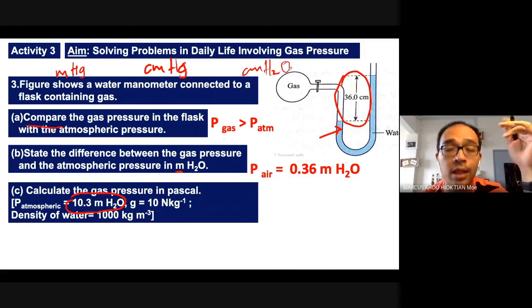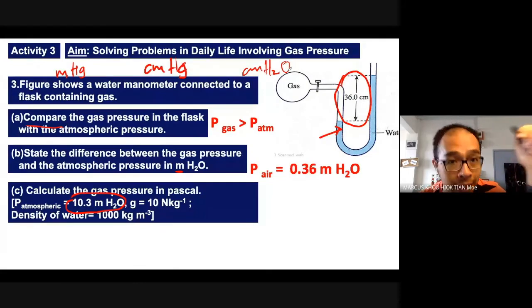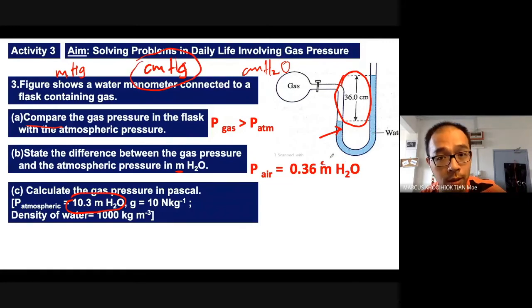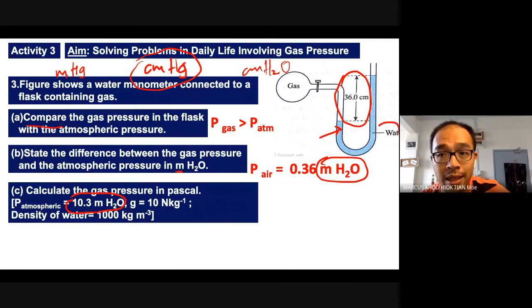Actually, we can use centimeter water, we can use meter mercury. But the standard is to use centimeter mercury and meter water. So please take note of this. Everything depends on what liquid you use inside the manometer, or even inside the barometer for that matter.